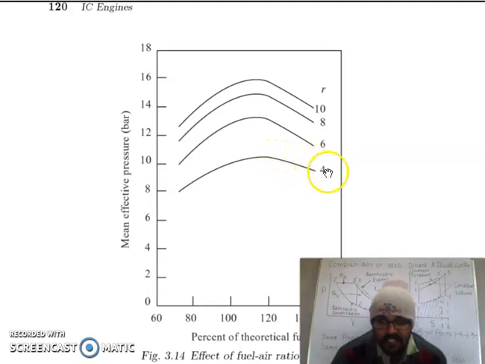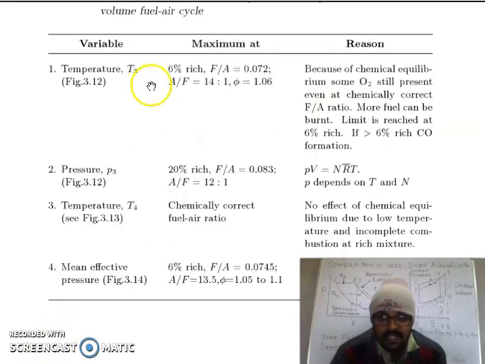This is at compression ratio 4, and nearly the same curve applies for compression ratios 6, 8 and 10. So you can clearly see that if you increase the compression ratio, your mean effective pressure will be higher. This above analysis is combined here. You can see the variables, at what point each will be maximum, and what the reason is.